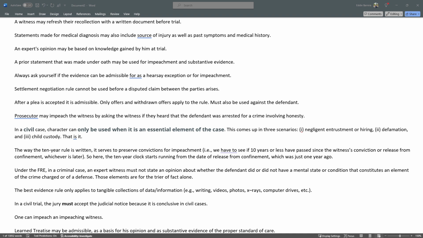Settlement negotiation rule cannot be used before a disputed claim between the parties arises. After a plea is accepted, it is admissible. Only offers and withdrawn offers apply to the rule. Must also be used against the defendant.